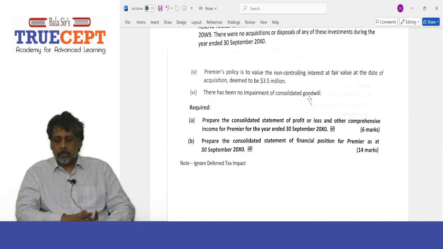Next. 5. Premier's policy is to value the non-controlling interest at fair value at the date of acquisition, deemed to be $3.5 million.